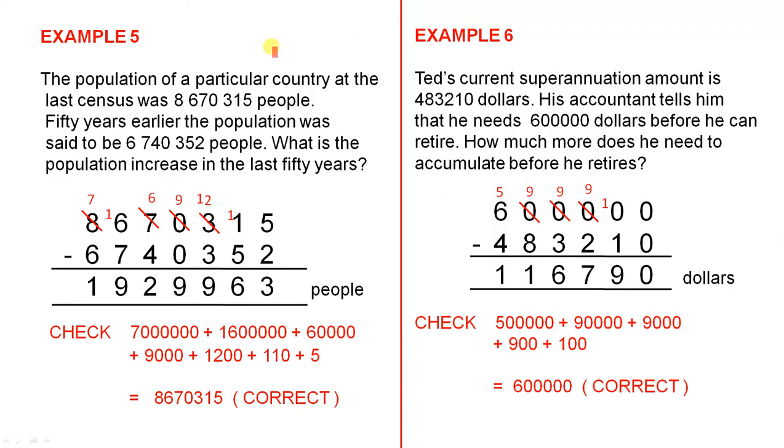Example 5. Here's a problem, and it's a very good example. Let's see how we do this using subtraction. The population of a particular country at the last census was 8,670,315 people. 50 years earlier, the population was said to be 6,740,352 people. What is the population increase in the last 50 years?